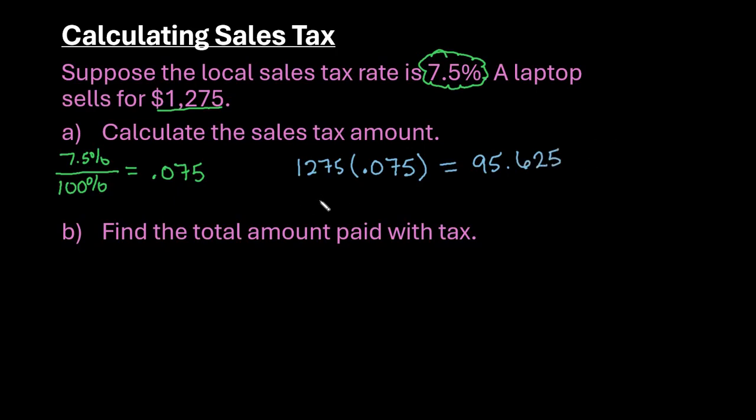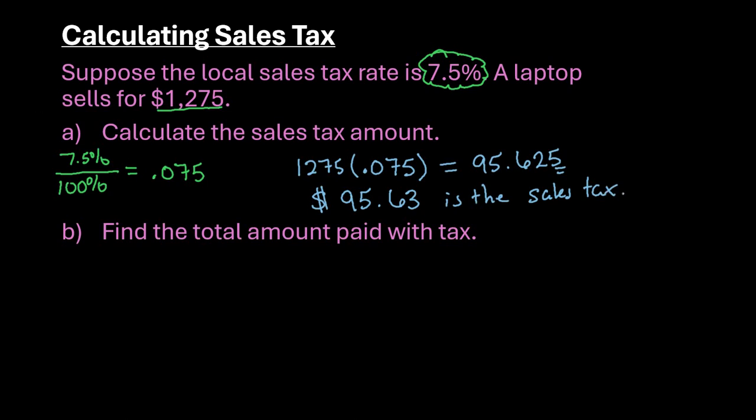Since we're dealing with money, they would round this up or use the traditional rounding rules. So this would end up being $95.63 because we don't charge anybody half of a penny. So $95.63 is the sales tax.